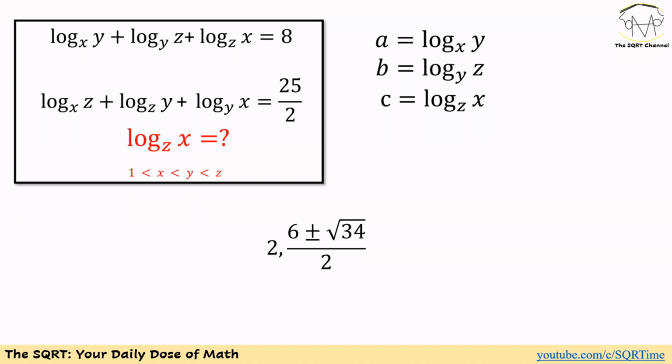From the three roots that we have here, one of them is going to be less than 1, and that's 6 minus square root of 34 over 2. The other two are greater than 1. The problem asks us to find log of x in base z, which is the one that is less than 1. So at the end, 6 minus square root of 34 over 2 is the final answer that we need to find, and that ends our solution.